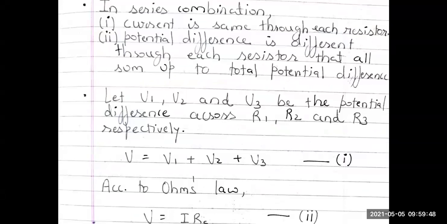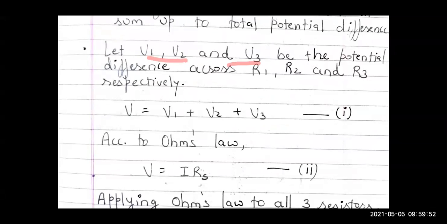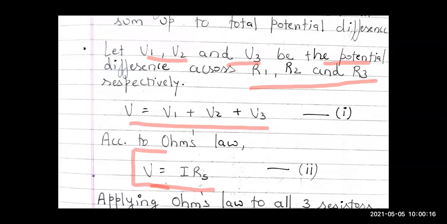Let V1, V2 and V3 be the potential difference across R1, R2 and R3, and V be the total potential difference. So we can write V equals V1 plus V2 plus V3. Right? Now, we know Ohm's law. According to Ohm's law, V equals IR. Right? But as the resistors are connected in series, this is the total Ohm's law for all three.